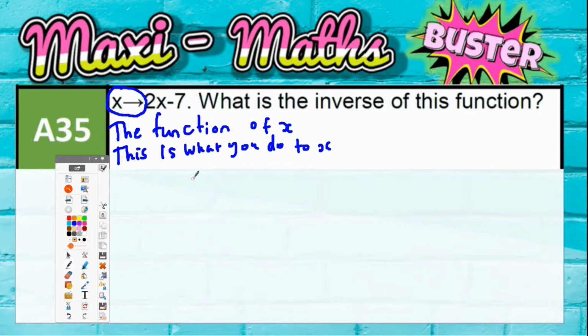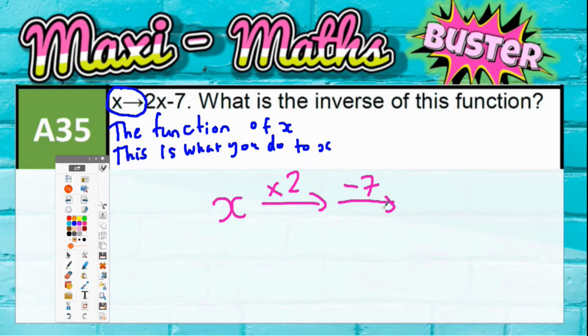So what we've got to do is say, well, what are we doing to x? Well, to x, we are times it by 2. We've got 2 of them. And then we are taking away 7. That's what we're doing to x. We're doubling it, and then we're taking away 7. So you could write it as a little number machine like that.